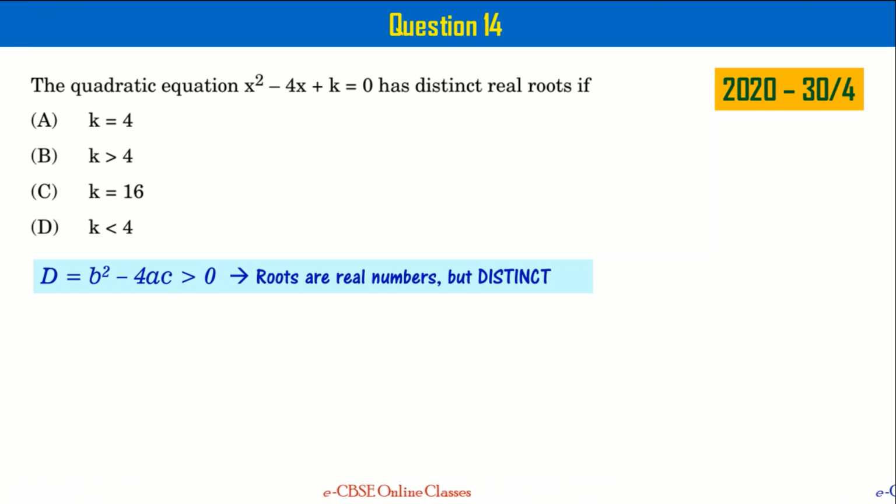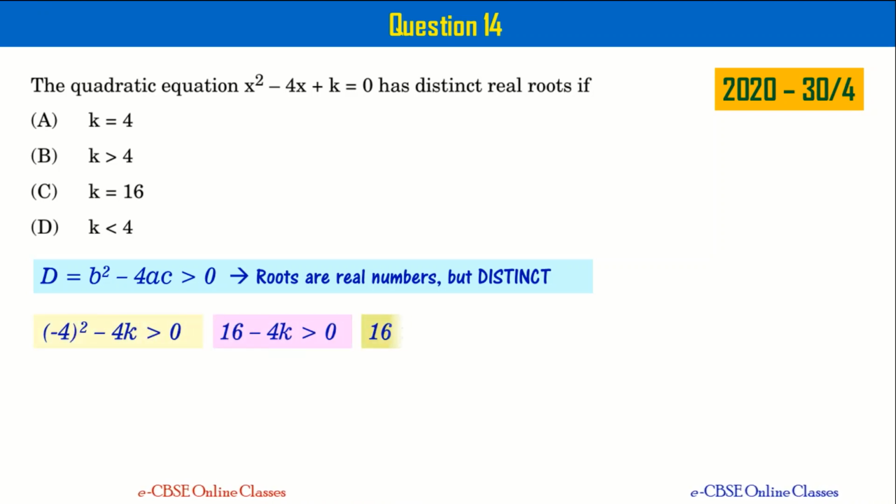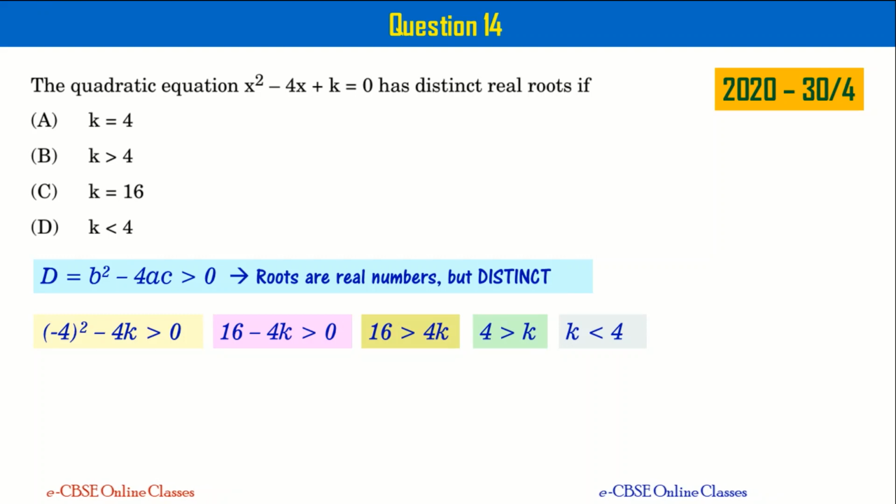When you substitute those values, the D can be written as shown here. When you further simplify that, you get to see that k is less than 4. When k is less than 4, the given equation will have distinct real roots. Please take a note of that. So the choice D is the answer. Let's go to the next question.